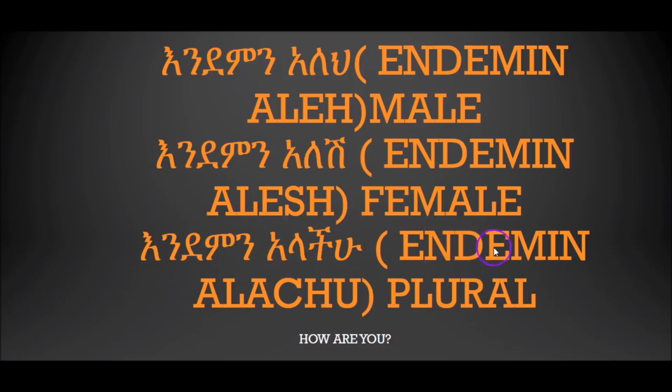So, Indamen allesh. So, Indamen alachu. So let's say it again, all of them. For a male, it would be Indamen alle. For a female, Indamen allesh. For a plural form, when you're talking to multiple people, it would be Indamen alachu.